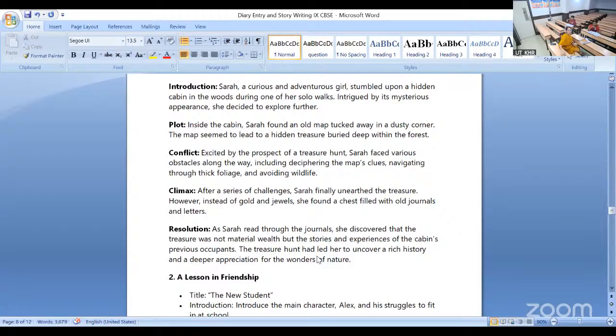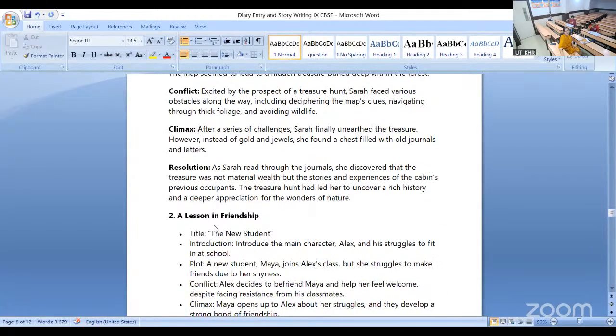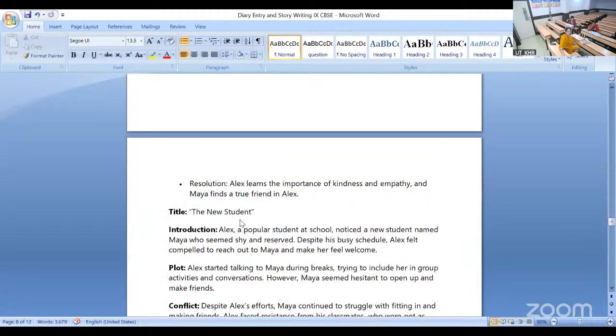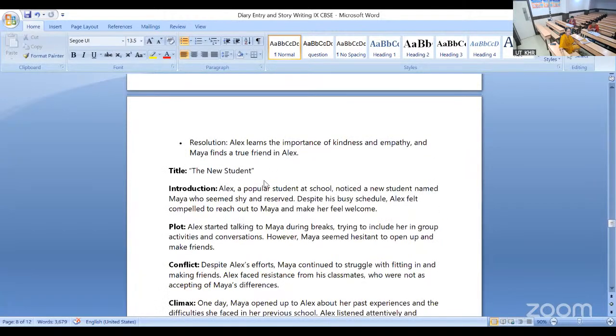Look, a lesson: write a story on the given topic. The topic is A Lesson in French. So the title: The New Student. Introduction: introduce the main character Alex and his struggle to fit in at school. So I'll just read The New Student.